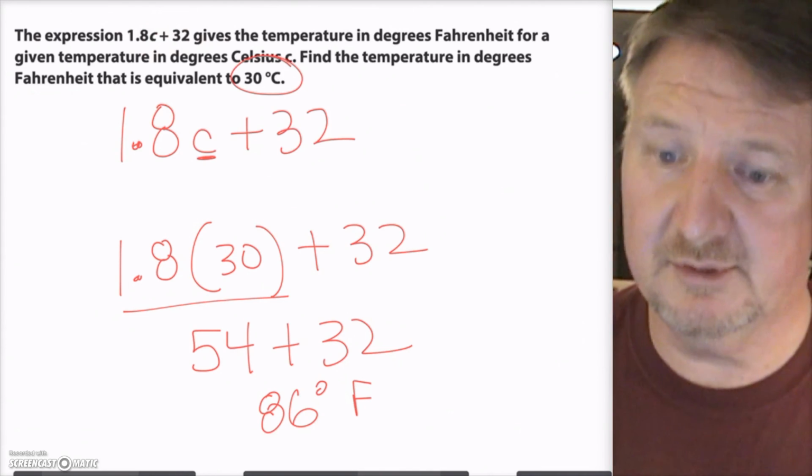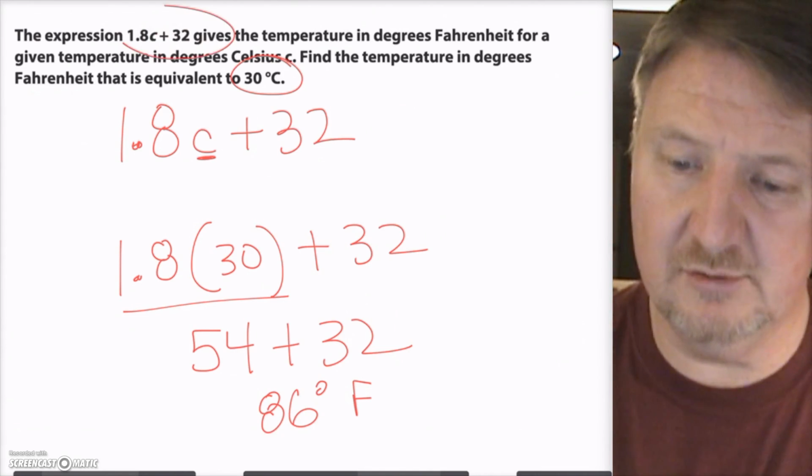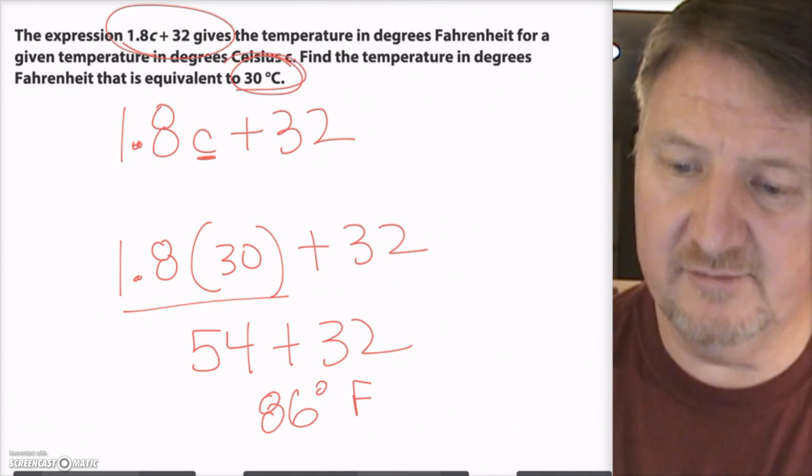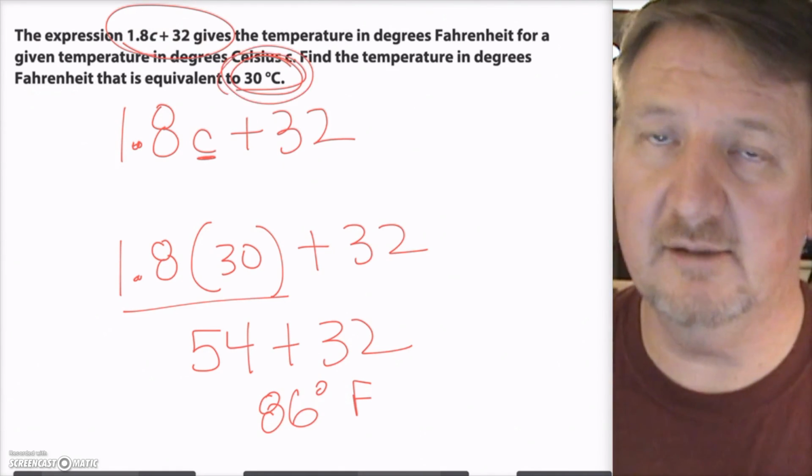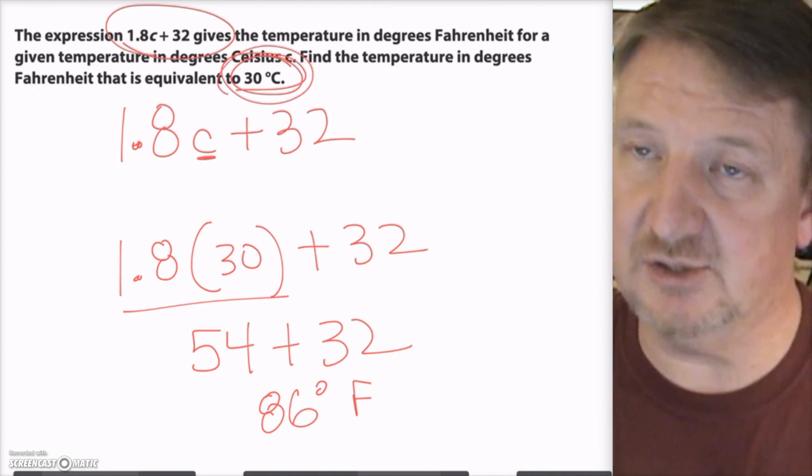So that's all there is to it. If it gives you an expression and gives you a value to plug in, you just plug it in and then solve it using PEMDAS. And that's all there is to this.